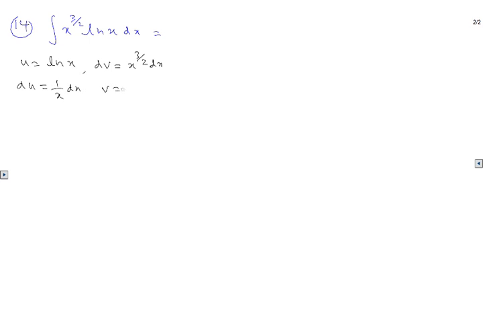This is v. So it is 2/5 x^(5/2). Very good. We have everything we need. So we're going to substitute into the integration by parts formula. It's going to be uv, and uv means you multiply. So it is 2/5 x^(5/2) natural log x minus the integral of v du. v is 2/5 x^(5/2), du is 1 over x dx.